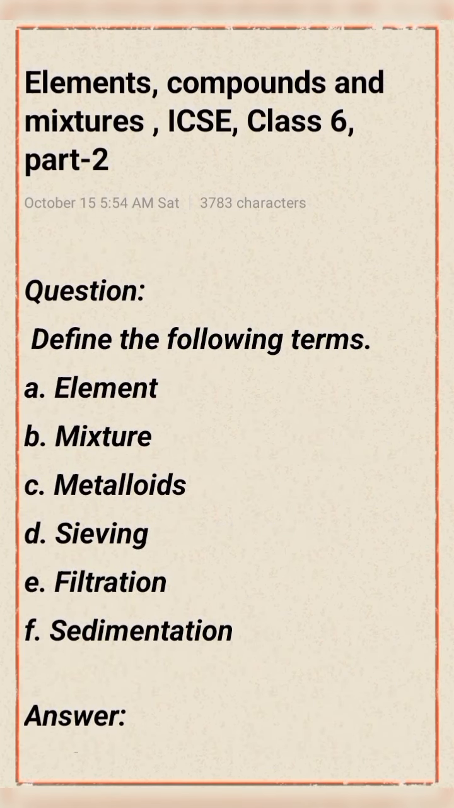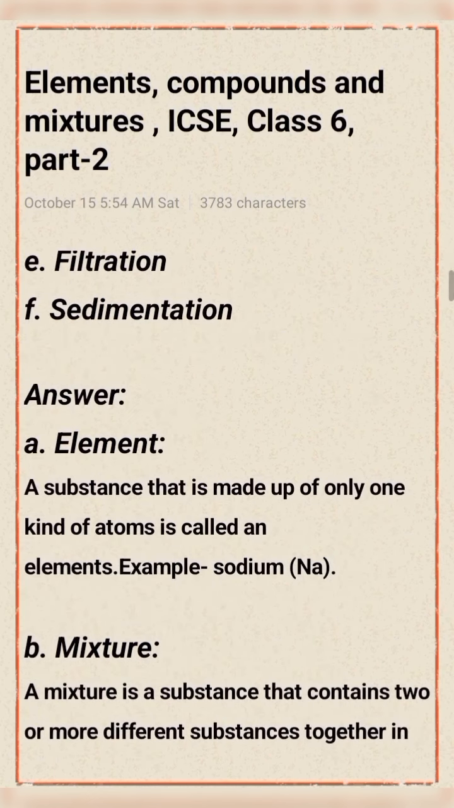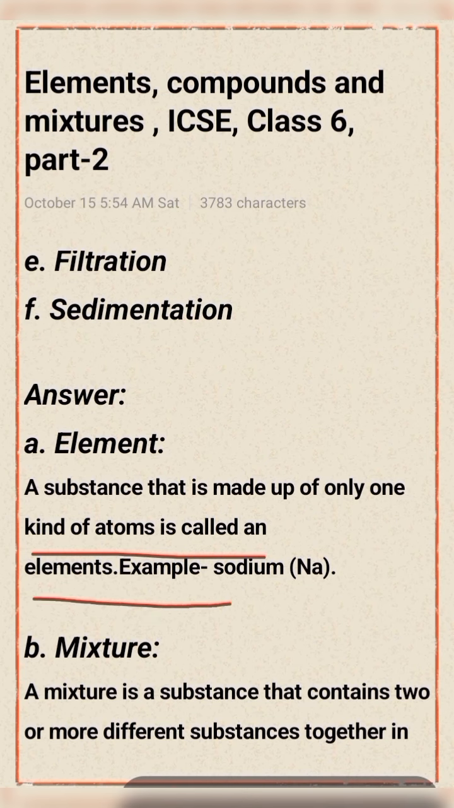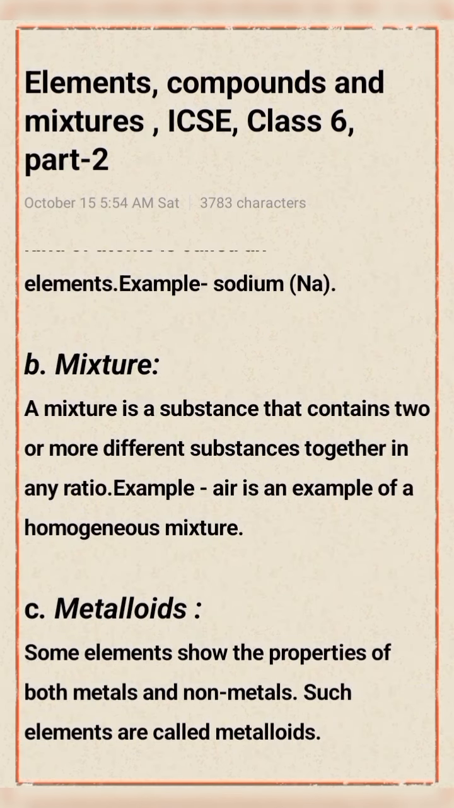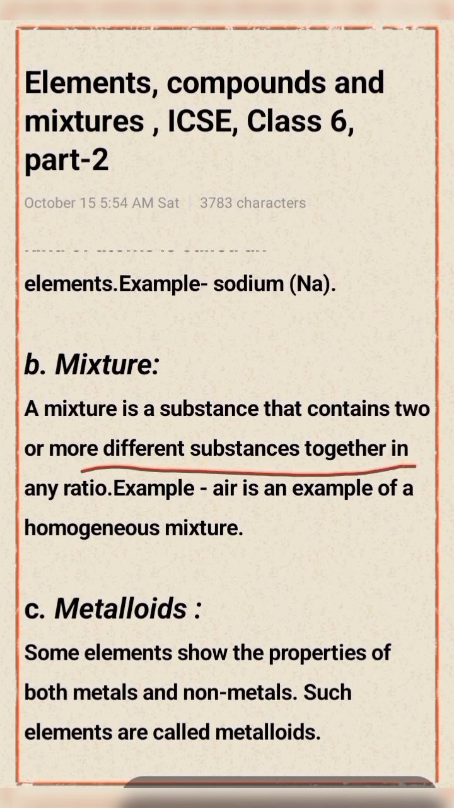Define the following terms. Element. A substance that is made up of only one kind of atom is called an element. Example, sodium. Symbol of sodium, Na. Next part, mixture. A mixture is a substance that consists of two or more different substances together in any ratio. Here is an example of a homogeneous mixture.